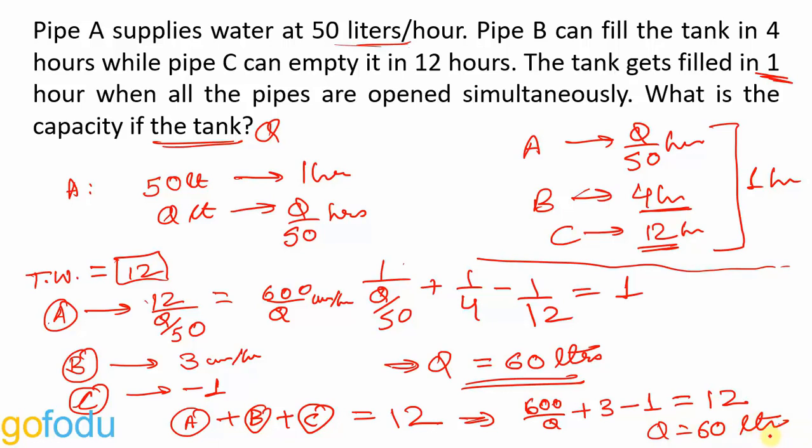Once again, I'll repeat that there is nothing new in pipes and cisterns. Only the concept of negative work is there. Rest, everything could be solved using either the unitary approach or the LCM method.